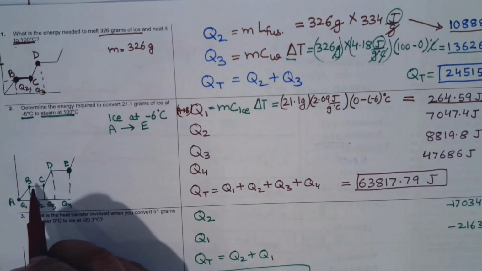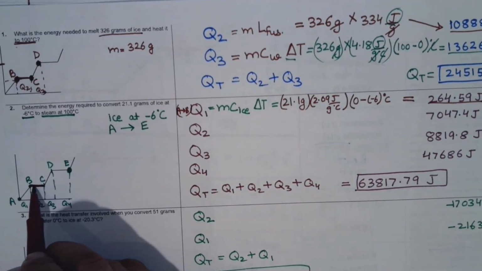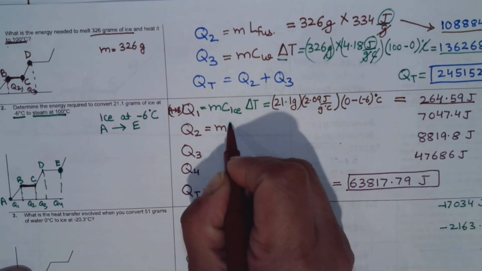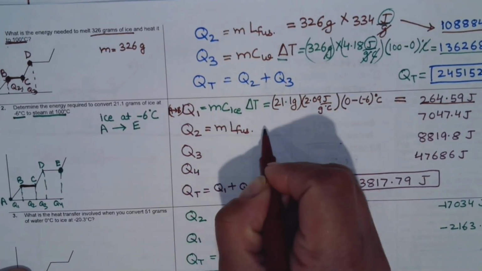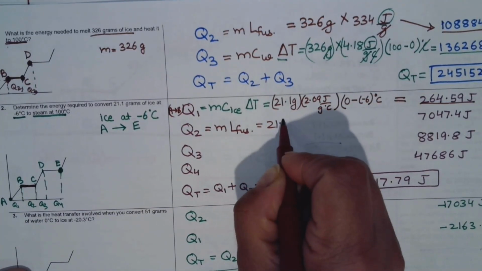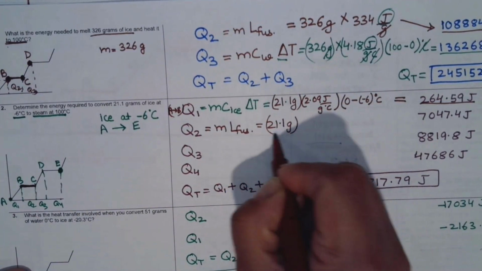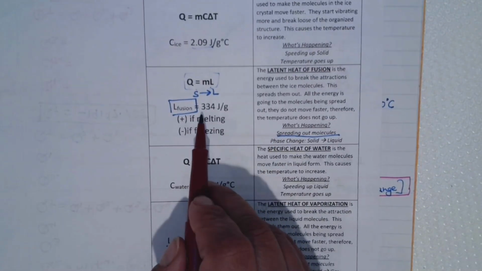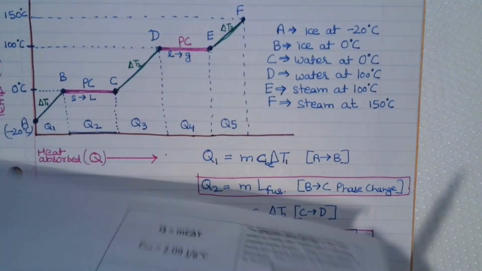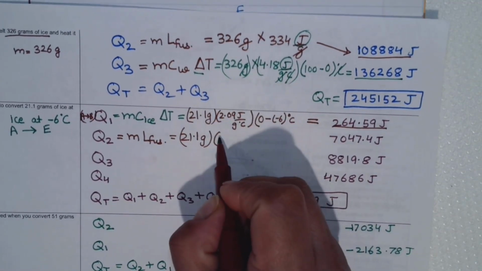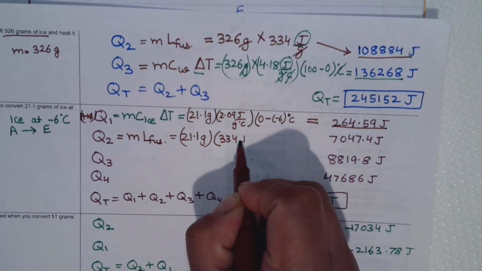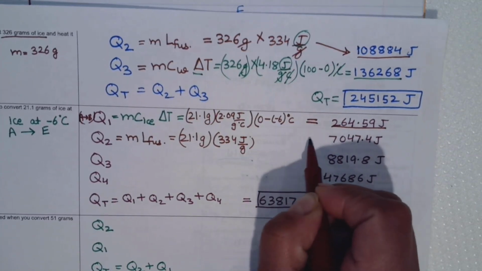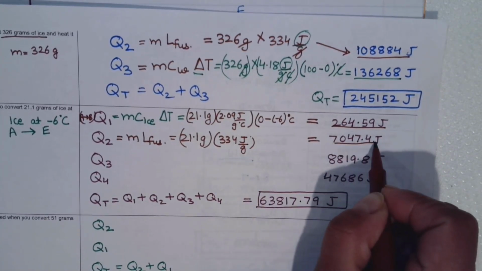So Q2, this is Q2. This is a phase change. Since it's melting, we're going to use M L fusion. So M is 21.1 grams, and latent heat of fusion of ice is 334 joules per gram. So that would be 334 joules over grams. Okay. And when you solve that, you will get this number right here.